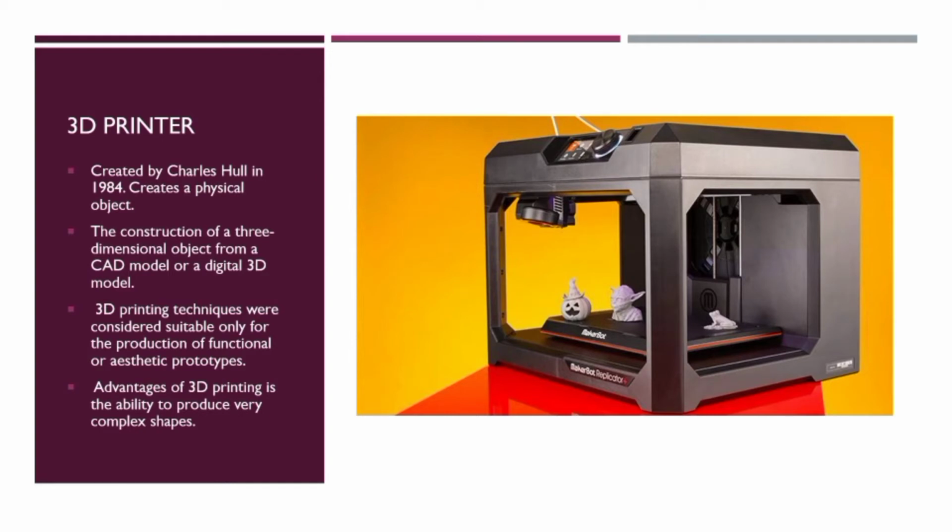The first output device is the 3D printer. The 3D printer was created by Charles Hall in 1984. It creates a physical object, constructing a three-dimensional object from a CAD model or a digital 3D model. 3D printing techniques were considered suitable only for the production of functional or aesthetic prototypes. An advantage of 3D printing is the ability to produce very complex shapes.